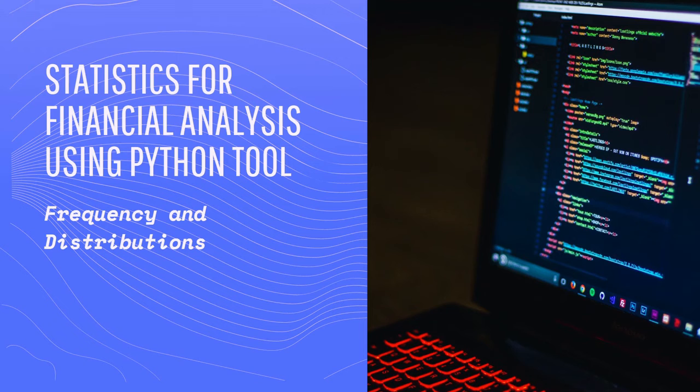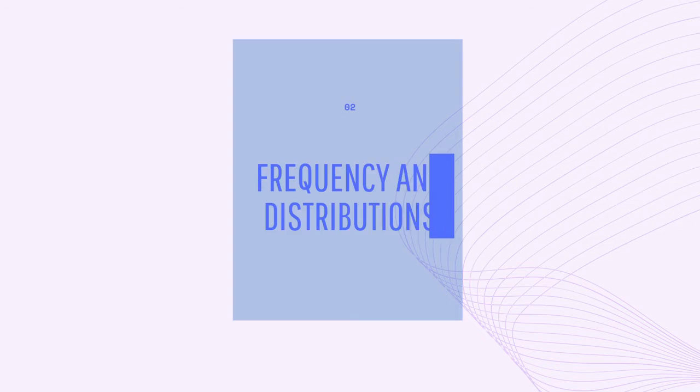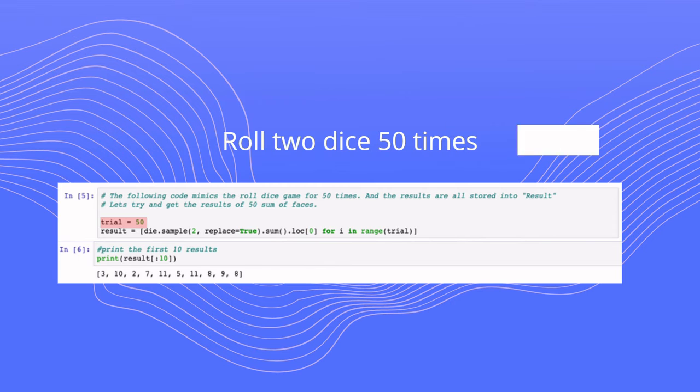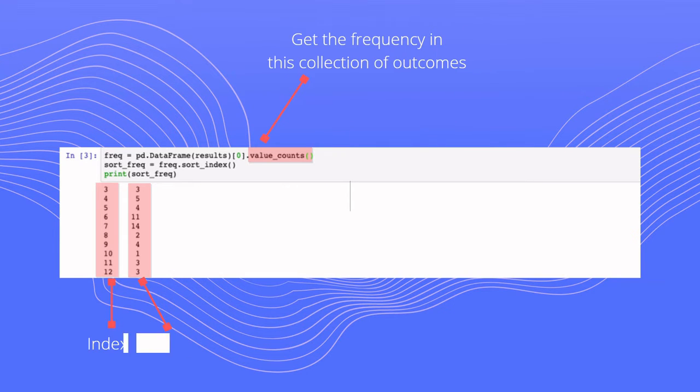In this section, we will talk about the frequency, the relative frequency of observed outcomes, and introduce the concept of distribution. In the previous video, we talked about a dice game. The sum is a random variable and we got 10 observed outcomes. We tried 50 times and got 50 realized outcomes.